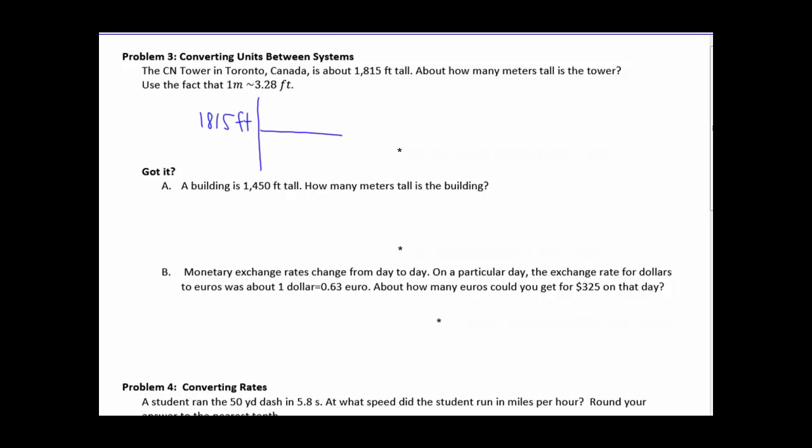We are going to figure out meters, and we have the conversion rate. 1 meter equals 3.28 feet. So we need to cancel feet. So 3.28 feet on the bottom, which will help us cancel feet, is equivalent to 1 meter. So we're going to take 1,815 and divide by 3.28. This tells us that the CN Tower is about 553 meters tall.